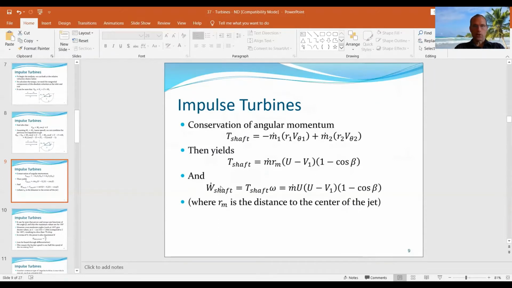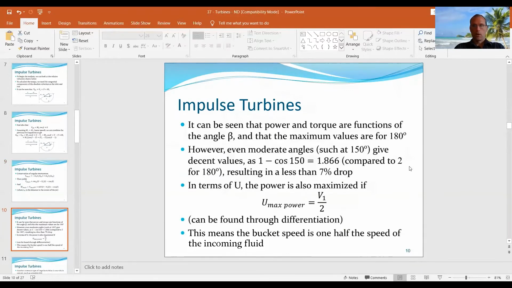And then my shaft work is just the shaft torque times the rotational speed omega. So just add another omega onto here. Omega times Rm is just my blade speed u. So there's my equation for the shaft work for an impulse turbine. So both power and torque are functions of the angle beta.